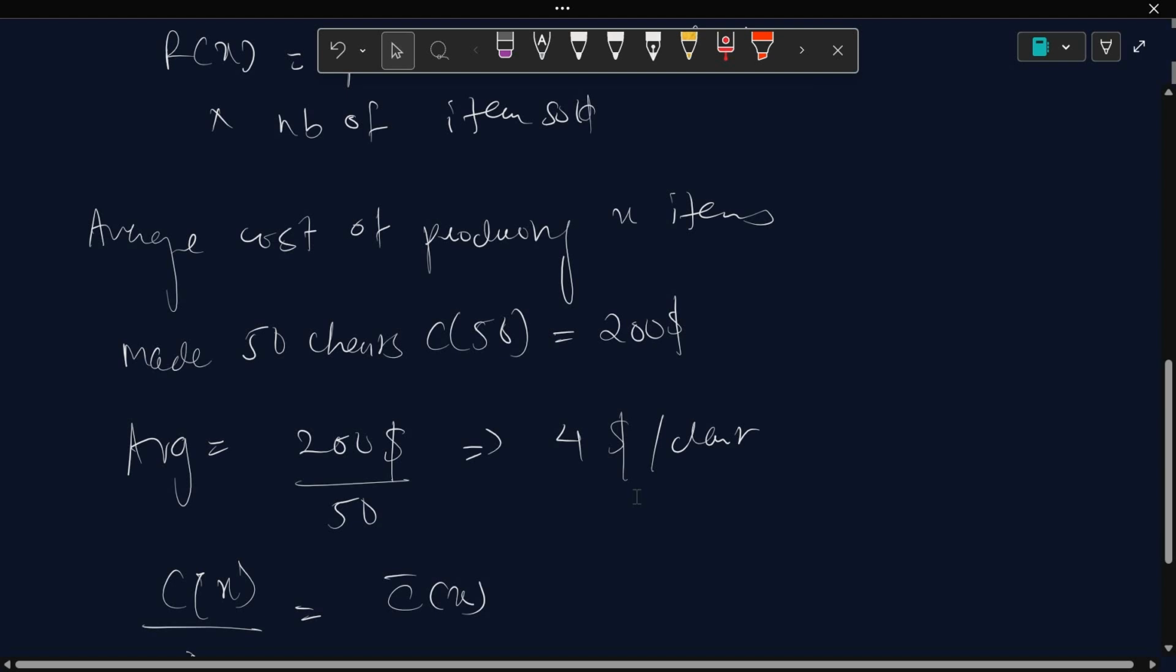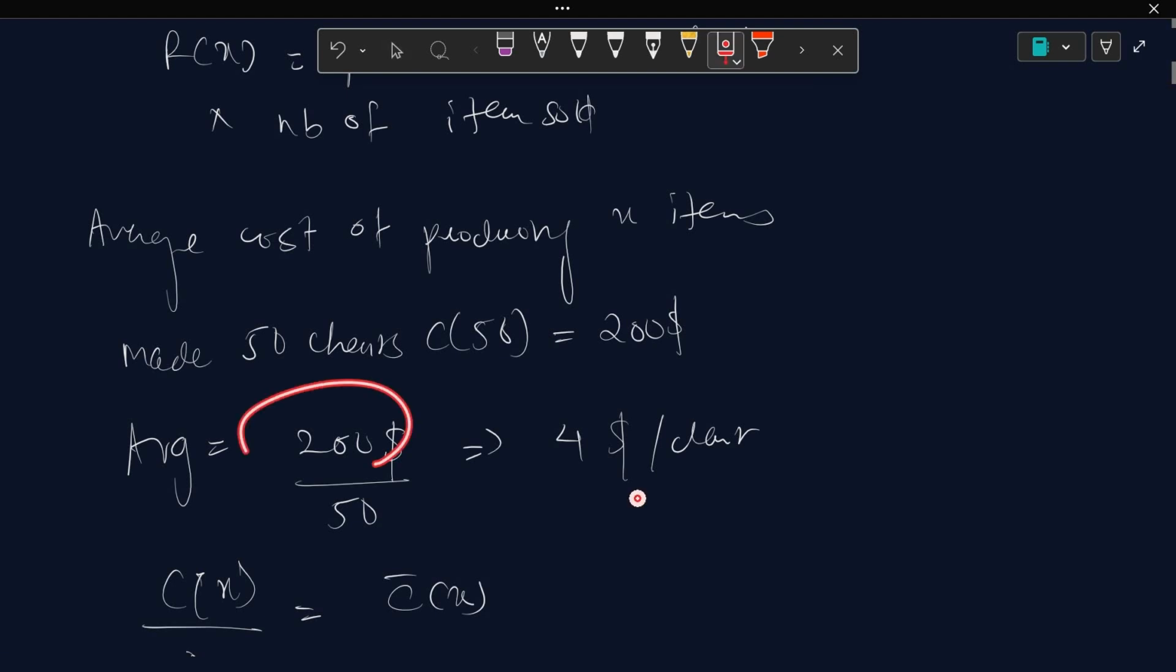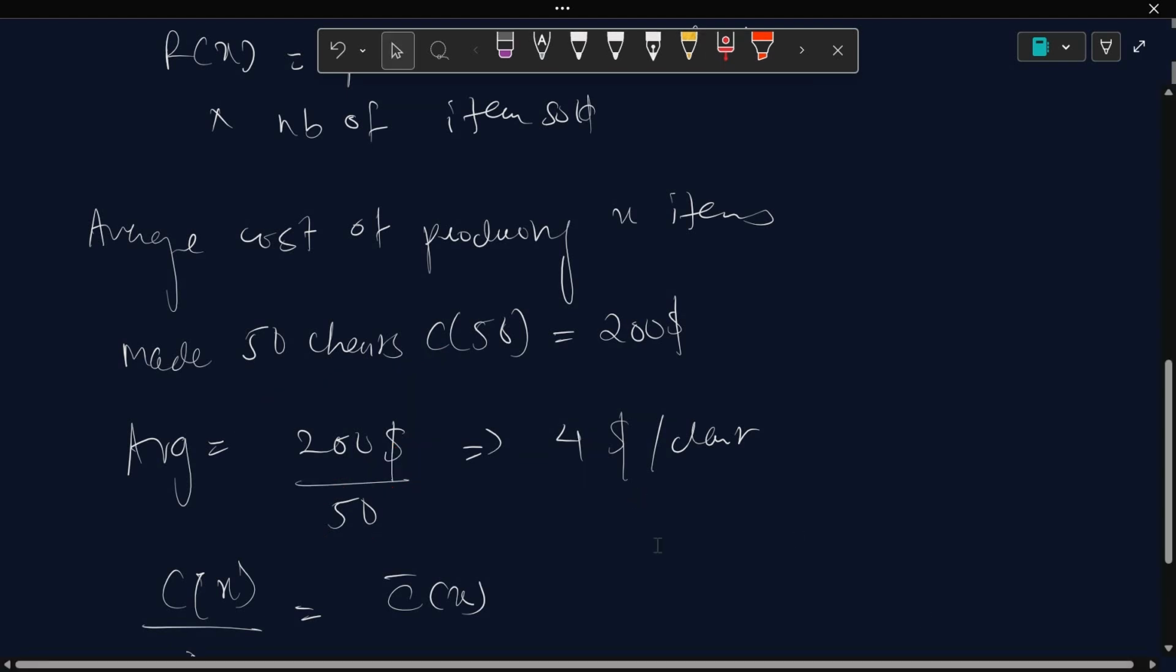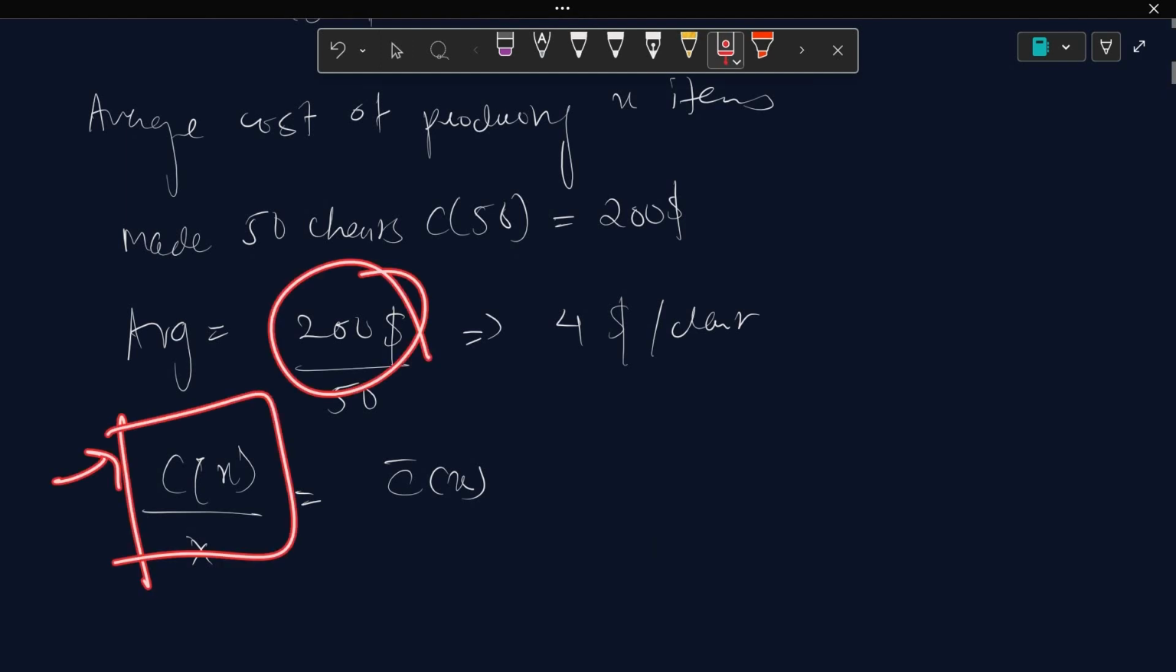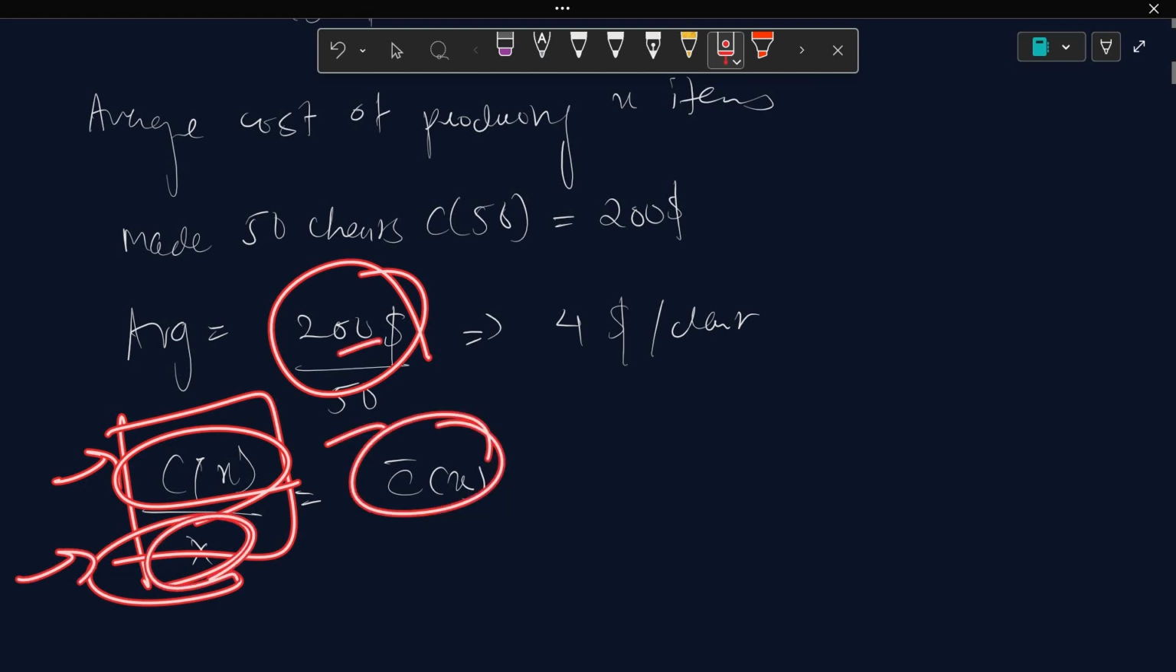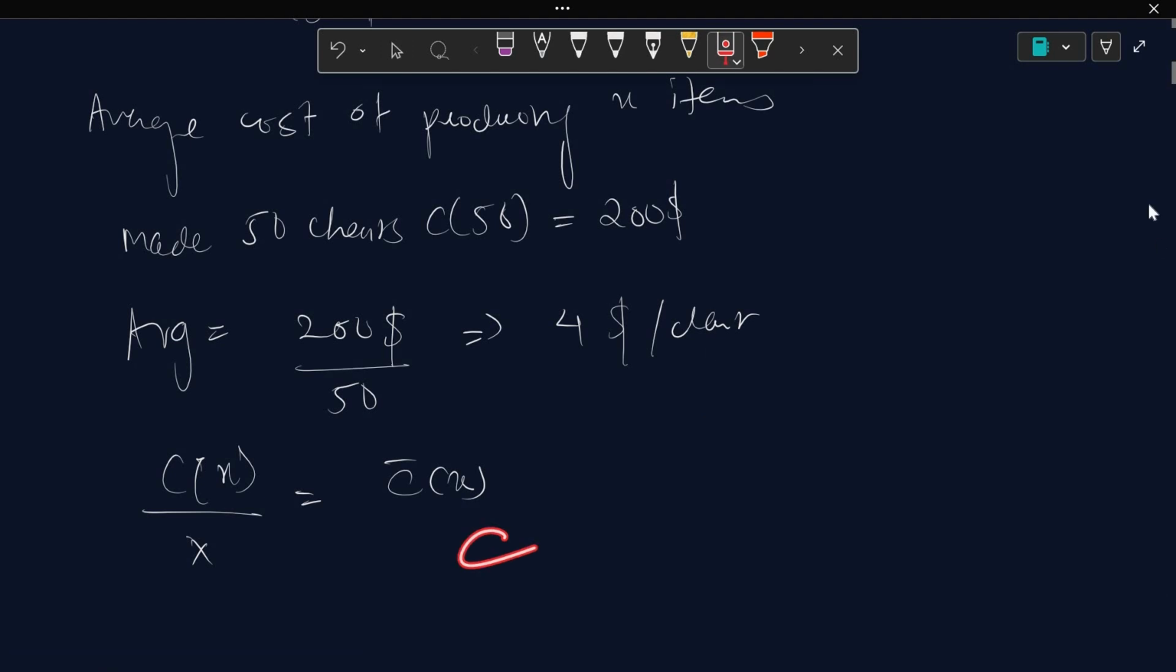For example, because it costs $200 to produce 50 chairs, the average cost is going to be 4. That is the function if you want to figure out the average cost: you take the cost and divide it by the number of items produced. So 200 divided by 50 gives you the average cost, which is also written as C bar. C bar means average cost, and C is the cost function.